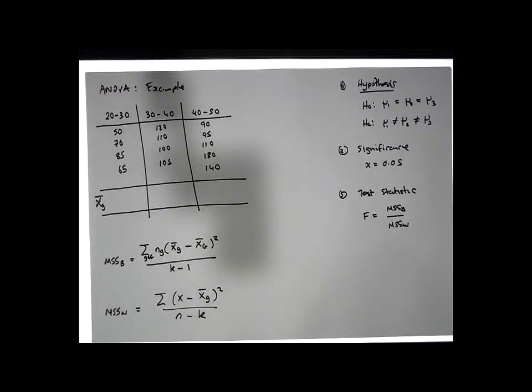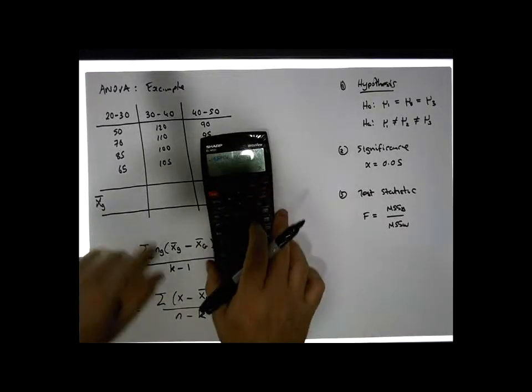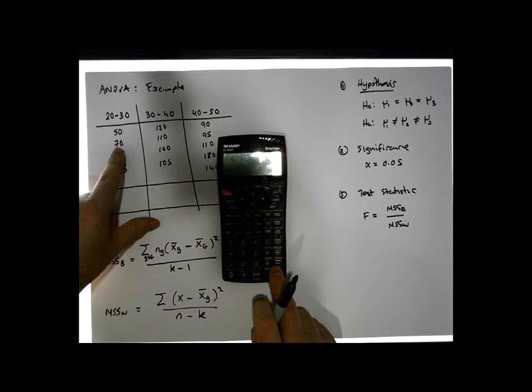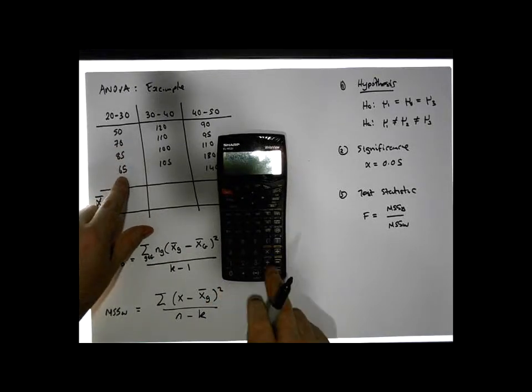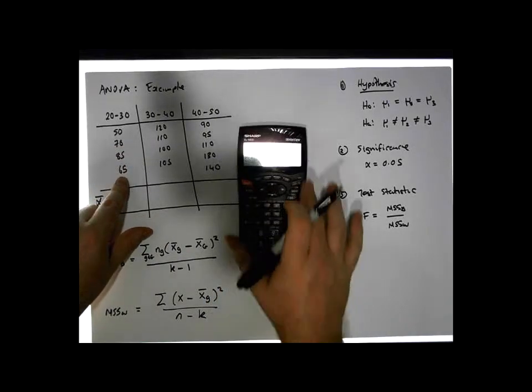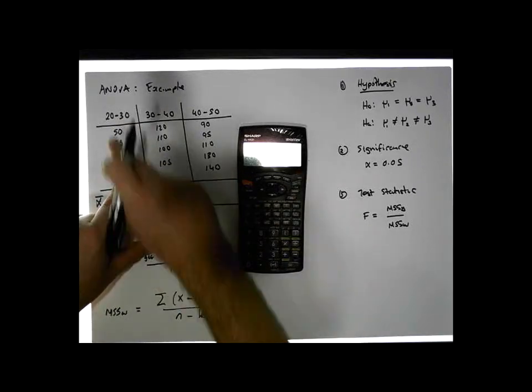Which effectively means that what we need to do is add up all the observations. So 50 plus 70 plus 85 plus 65 gives us 270 in this case, and we need to divide by how many observations there are.